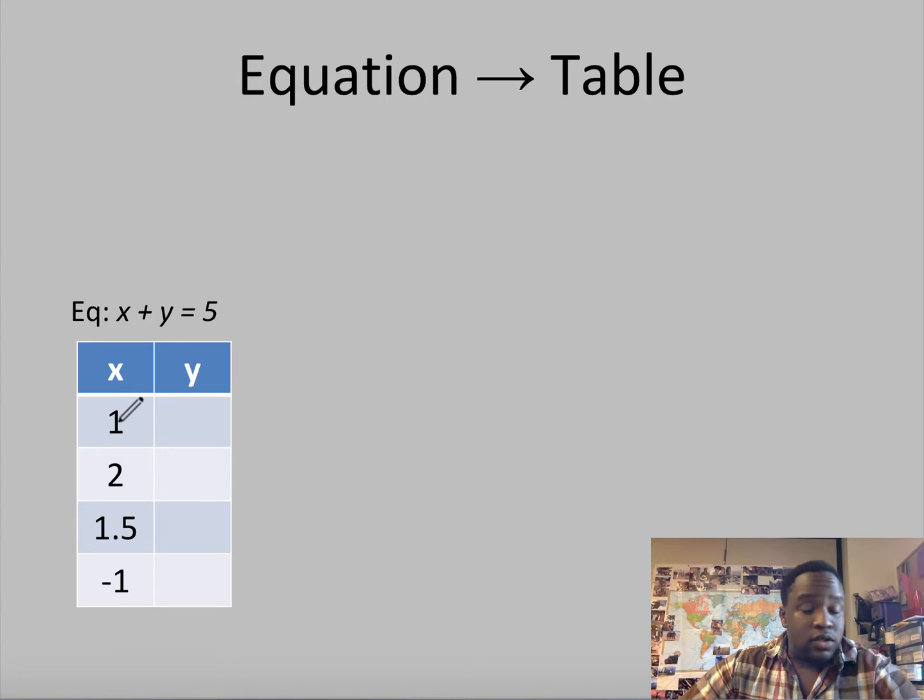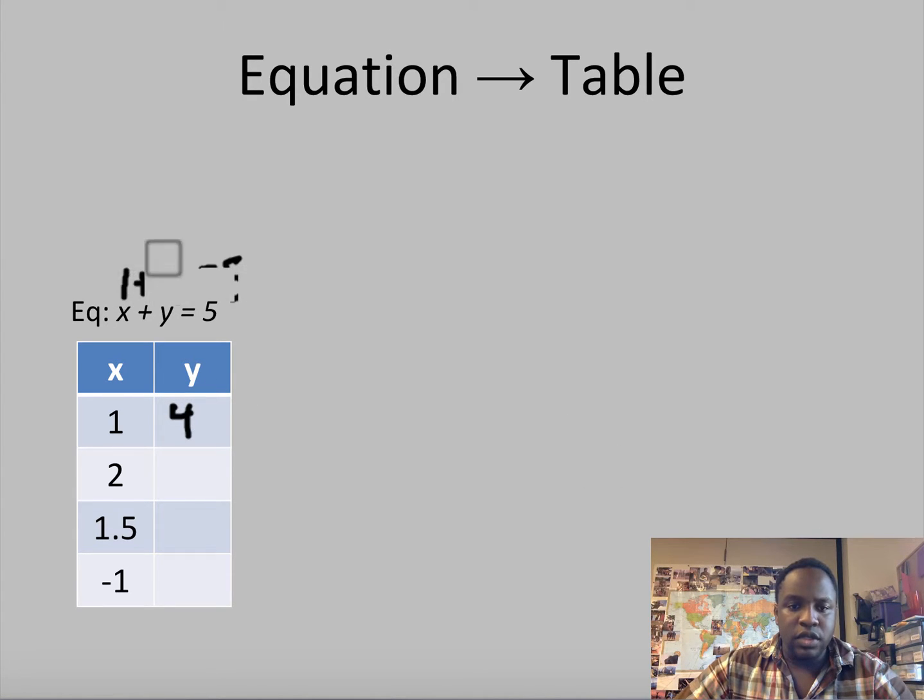So all we're going to do is substitute these into this equation. So we can say, for example, 1 plus y equals 5. And then solve for y, subtracting 1 on both sides, and we get y is equal to 4. Okay? Another thing that we can do, instead of solving each time, is bring x over to the other side so that y is equal to negative x plus 5.